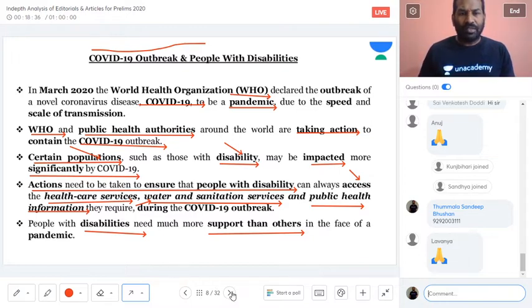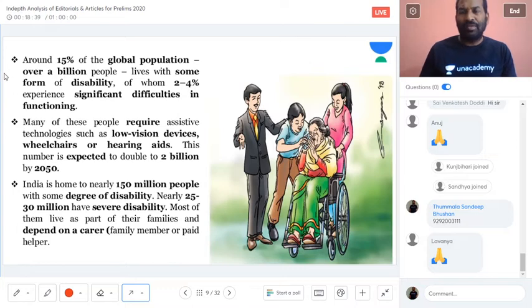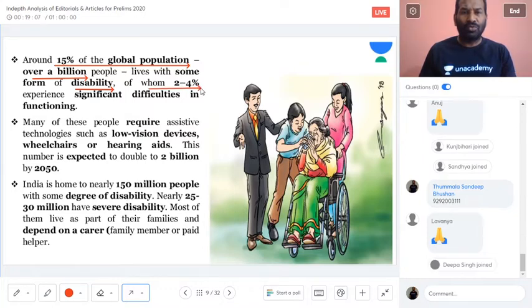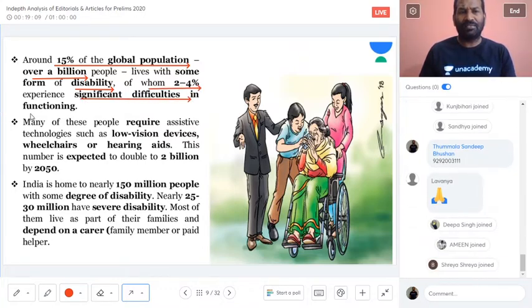Now we will get into the next point, the statistics or facts in regards to the total global population. 15% of the total global population, over a billion people, are part of the disabled population. Of them, 2 to 4 percent experience significant difficulties in functioning. That means they are totally dependent on others.